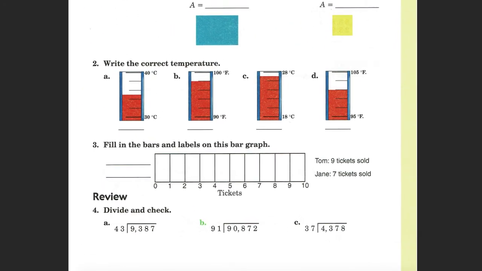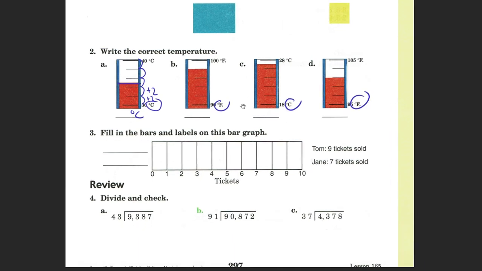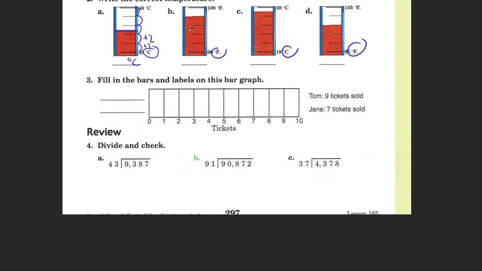Number 3, write the correct temperature. So look at the temperature, make sure you know that it's going by twos. Skip counting by twos. So this is plus 2, this is 32, and then another 2, this is 34, 36, 38, 40. So this red line's in between 34 and 36. What is the temperature? Make sure you write the correct degrees, either degrees Celsius or degrees Fahrenheit.